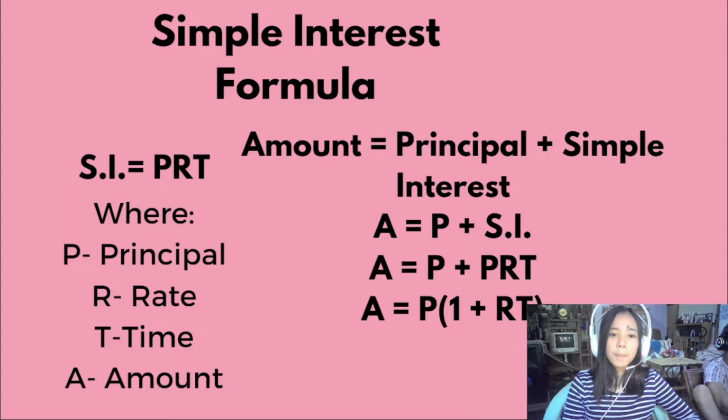A is for amount. Amount is when a person takes a loan from a bank. He or she has to return the principal borrowed plus the interest amount, and this total return is called amount. So if we are asked to find the amount or the accumulated amount of the interest, we just need to add the principal and the simple interest. So, principal plus the simple interest.